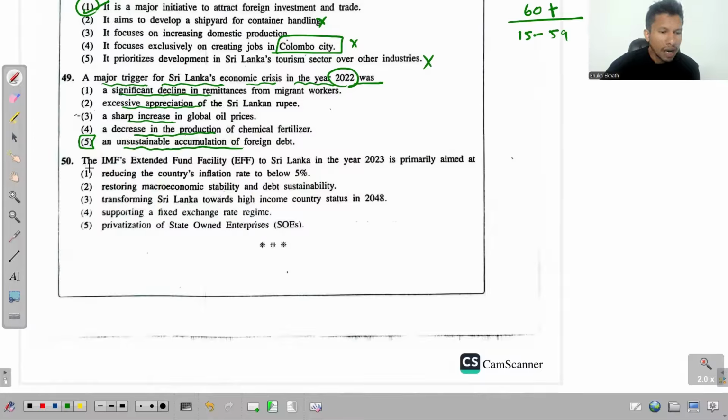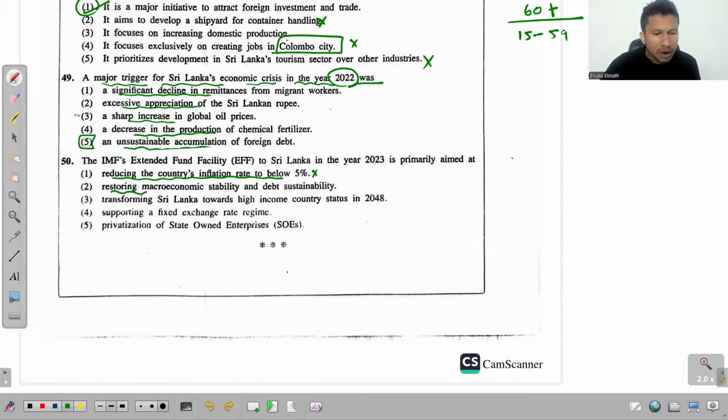Right. 50th, IMF extended fund facility to Sri Lanka in the year 2023 is primarily aimed to. Okay. So what's the aim of this IMF extended fund facility? This is again a fact, but if you just go through the 5 options, you can understand the correct answer simply. First one, reducing the country's inflation rate to below 5%. No, that inflation rate and the IMF extend fund facility, there's no relationship.